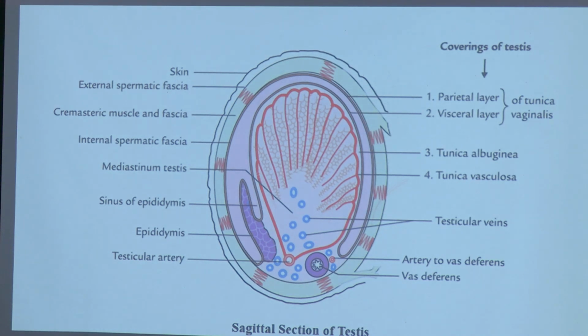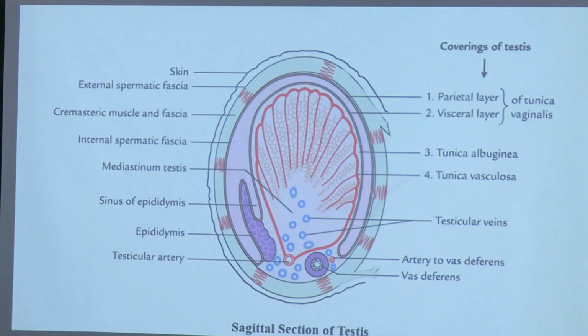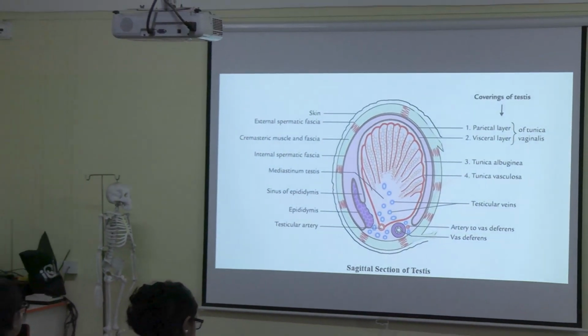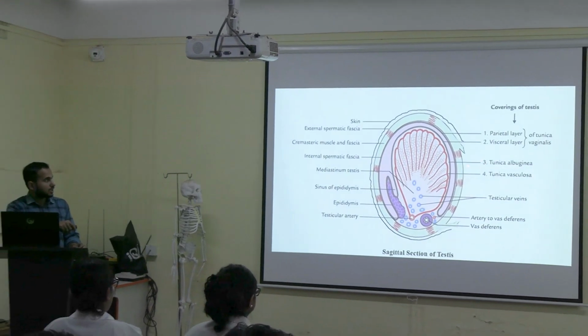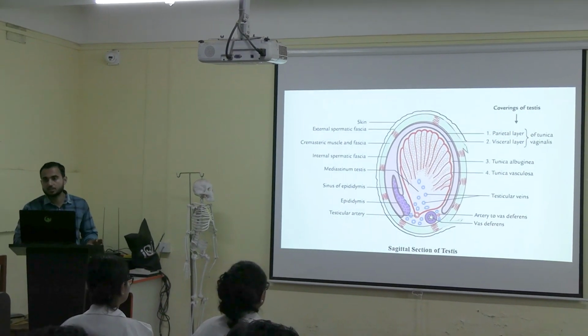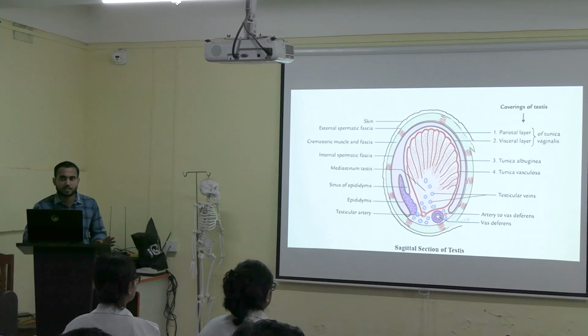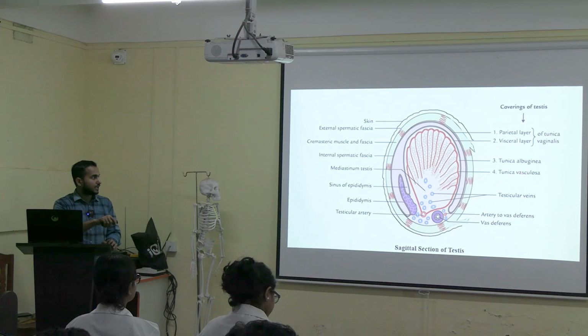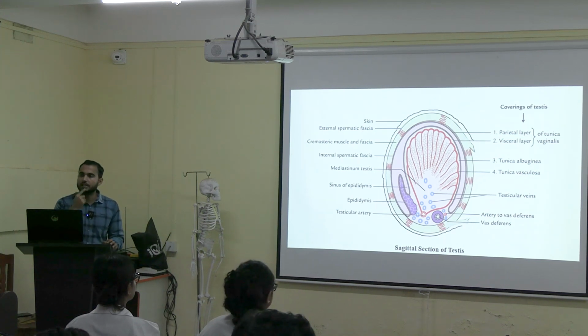Three layers are there. If you see the testis from outside to in, three layers are there. What are those three layers? First one is tunica vaginalis. As you can see, tunica vaginalis, which is having two layers, parietal layer and visceral layer, because of the descent of the testis. Next, tunica albuginea. So tunica albuginea is a fibrous layer, and the innermost layer, which is vascular in nature, that is called the tunica vasculosa. Okay, so these three layers are there.